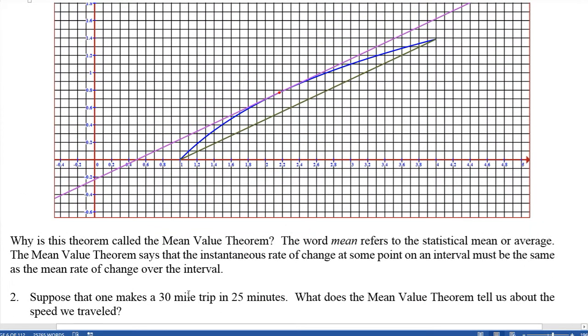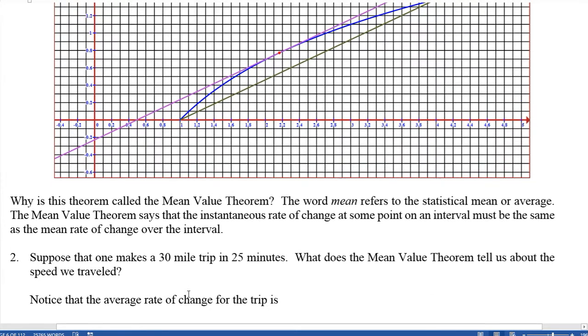Now, suppose that one makes a trip of 30 miles in 25 minutes. What does the mean value theorem tell us about the speed we travel? See if you can answer this question. Press pause now. Well, what's the average rate of change for the trip?